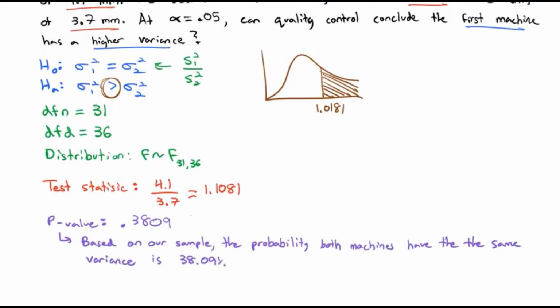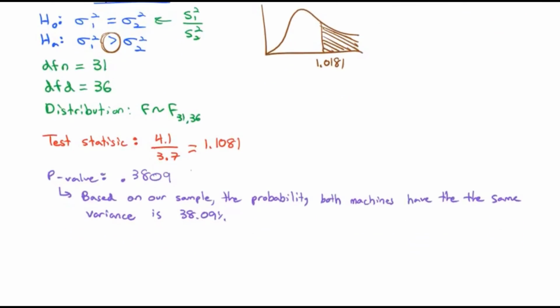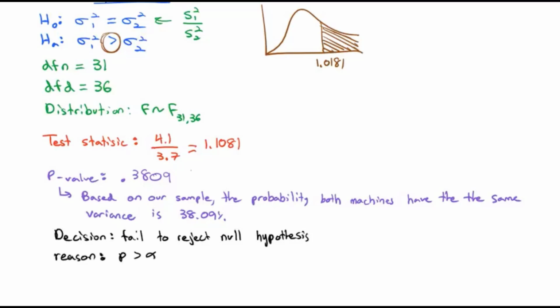And the alpha tells us the probability required to disprove that null hypothesis. We have to drop below 5%. We're well above the 5%, so we're ready to make a decision, which is to fail to reject the null hypothesis. And the reason for that decision is that the p-value is greater than alpha. There's too much evidence in support of the null hypothesis. Specifically with numbers, 0.3809 is greater than 0.05.